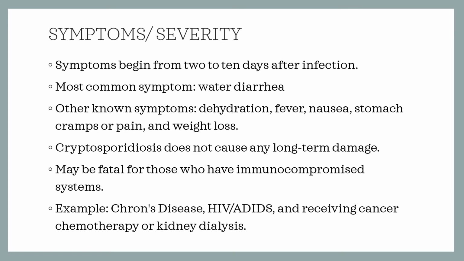Symptoms of this disease usually begin 2 to 10 days after exposure to the infection. The most common symptom of this infection is severe diarrhea. Other known symptoms are dehydration, fever, nausea, stomach cramps or pain, and weight loss. However, the most common symptom is the severe diarrhea. Cryptosporidiosis does not cause any long-term damage. However, it can be fatal for those who unfortunately have weakened immune systems. Examples of individuals who might have weakened immune systems are those who have Crohn's disease, HIV, AIDS, or are receiving cancer chemotherapy or kidney dialysis.